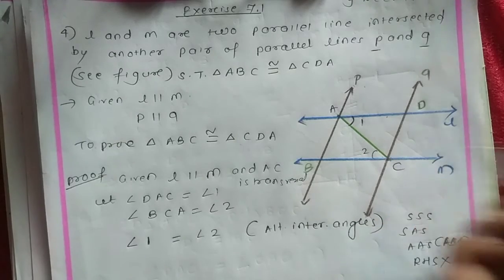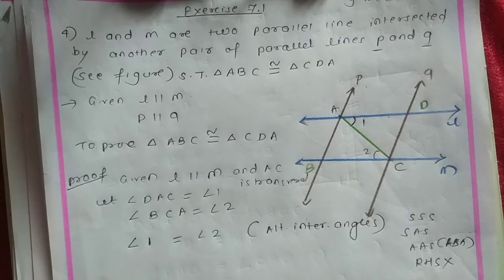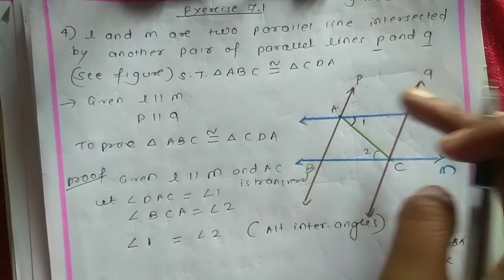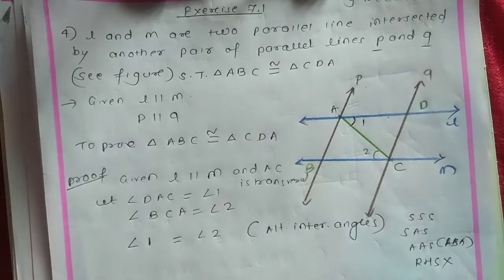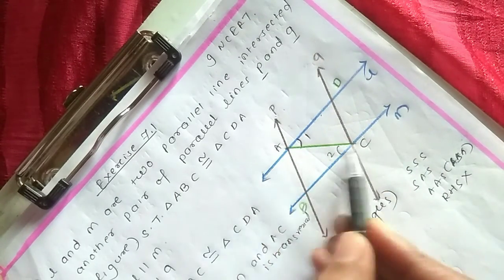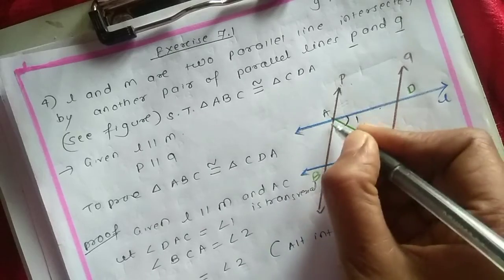Now we will see we have got one more pair of parallel lines, that is P and Q. Now I have to see like this. See, you can rotate this. These are the parallel lines and this is a transversal. So these are alternate interior angles, and whenever they are alternate angles, they are equal. So I'll name this as angle 3 and this as angle 4.